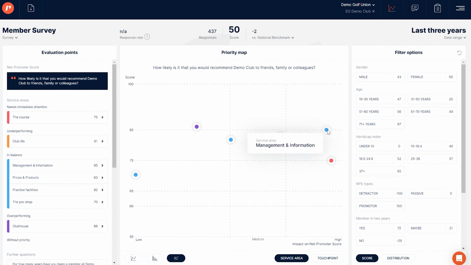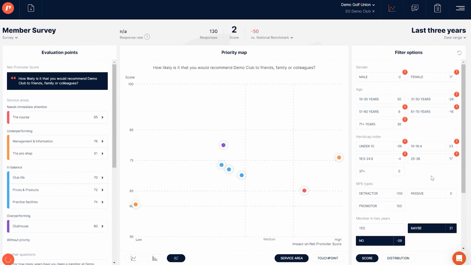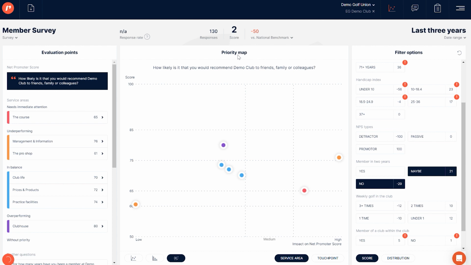In this case, you can see that we have the management information, which is really important for the members. It affects how they feel about the club a lot. And so is the course, which is rated a bit lower. In our case, I'm really interested in looking at the data from members in 2 years, so I'll select maybe and no in that filter. The filter allows you to see different demographics, so you can select a gender or an age, and you'll see the data based on those. In our case, you can see that the management information is rated quite a bit lower now that we've selected these filters. You can also see that the course is a bit lower as well.